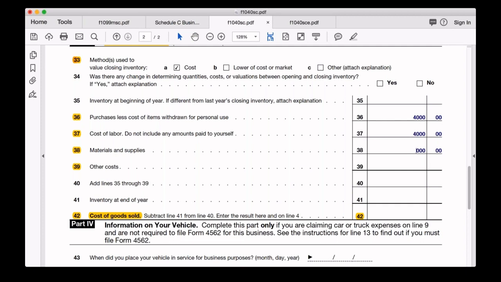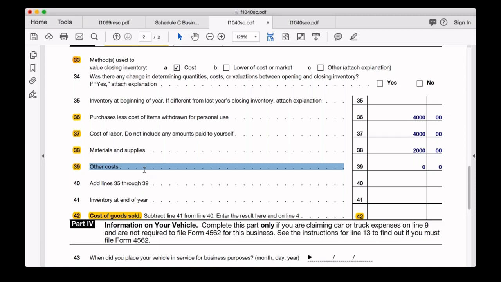Let's say that we spend $4,000 in food, $4,000 in labor, and then $4,000 in materials and supplies. So zero other cost. And what I'm going to tell you is to try to stay away from other costs and other expenses and other this and other that, because anytime you're telling the IRS other this and other that, the IRS is going to want to know what the other is, right? Because it's not explained.